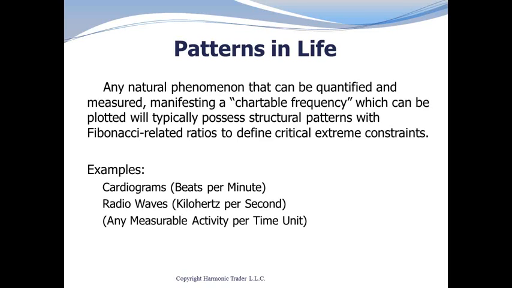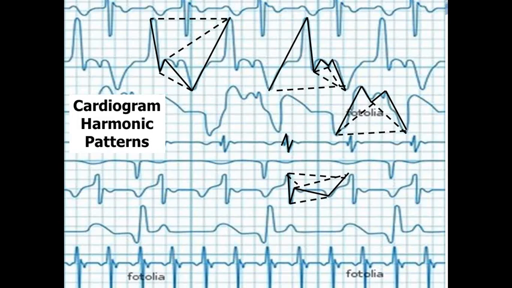Patterns in life. Any natural phenomena that can be quantified and measured, manifesting a chartable frequency, which can be plotted, will typically possess structural patterns with Fibonacci-related ratios to define critical extreme constraints. Some examples are cardiograms, beats per minute, radio waves, kilohertz per second. Pretty much any measurable activity per time unit that can be charted will exhibit these type of harmonic patterns. Let's look at some examples.